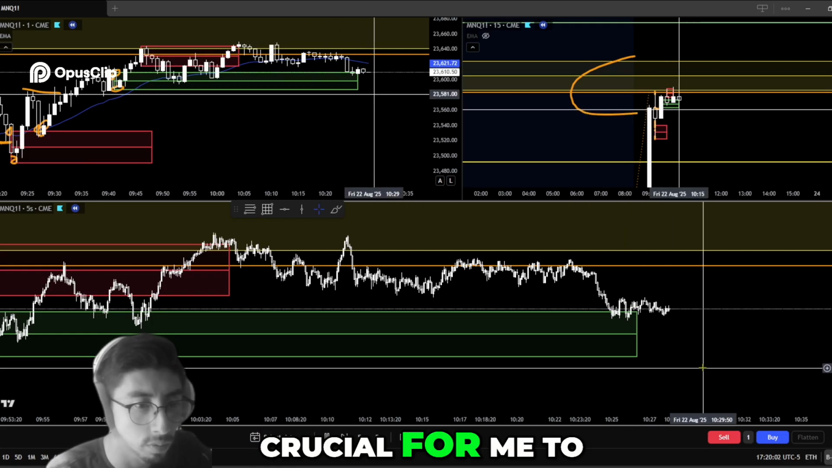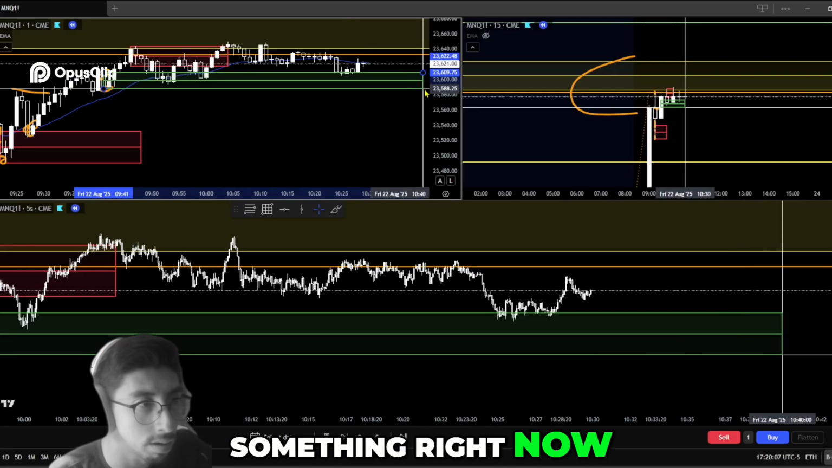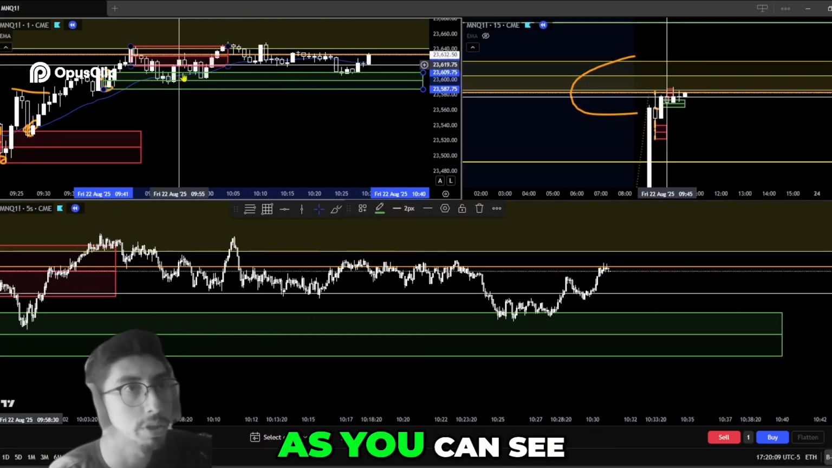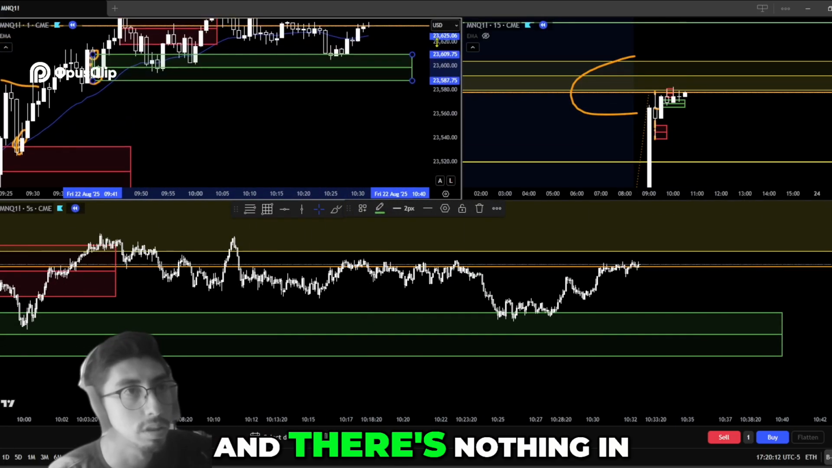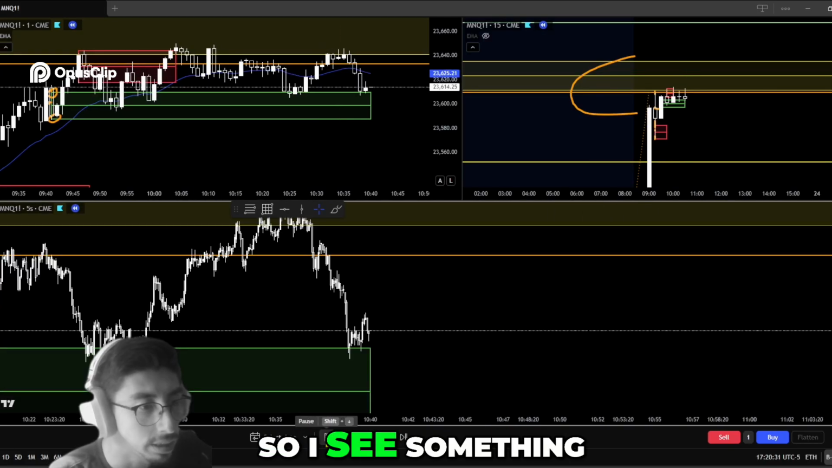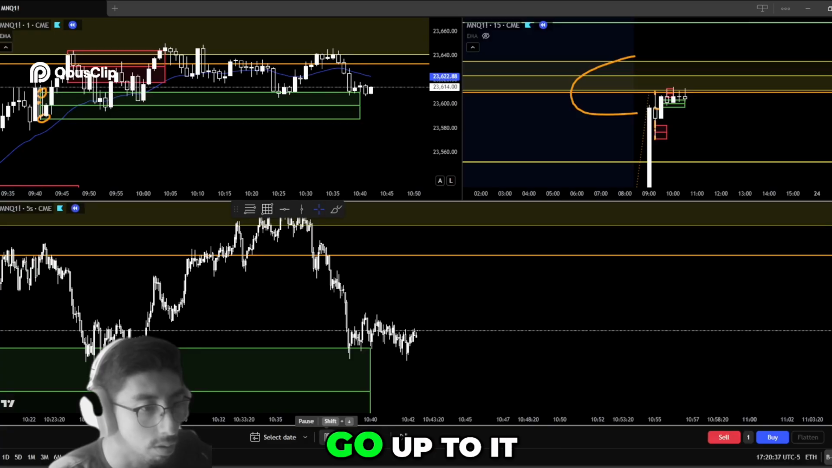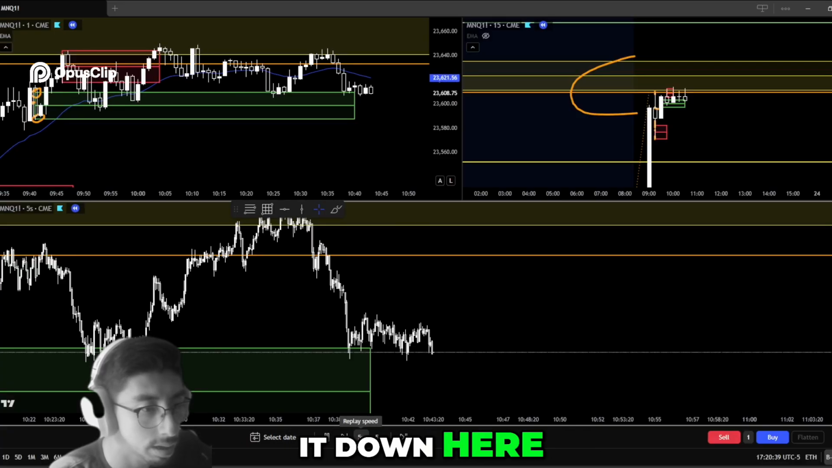This is why it's so crucial for me to look for high probability plays. Because if I was just trying to take something right now, it'd just be a play in all this chop, as you can see on the top left. And there's nothing in all this chop. It'd just be way too risky. So I see something that just formed. I'm still pretty bearish. Let's see if we go up to it, and then I'll slow it down here.